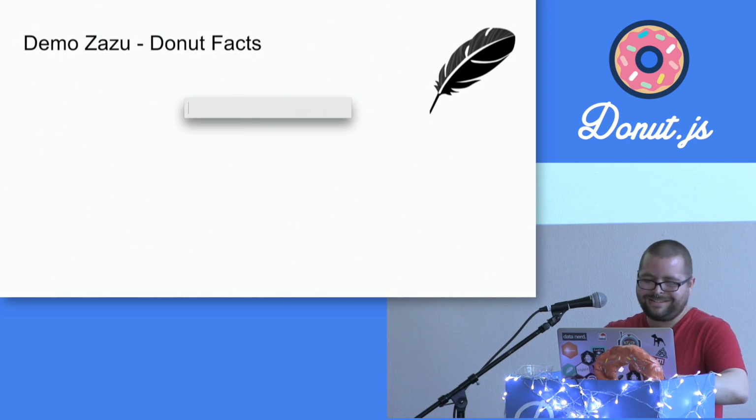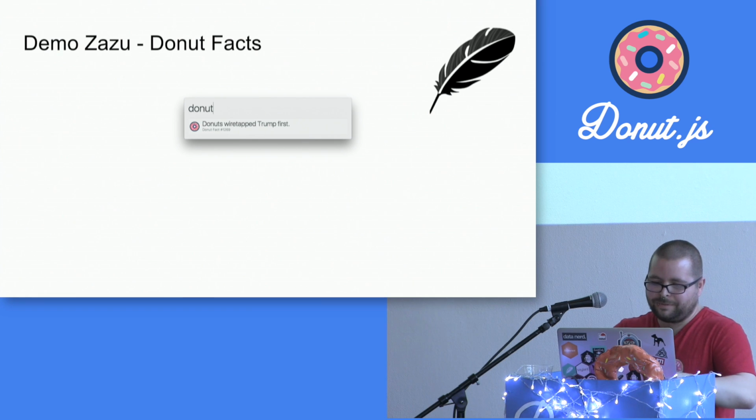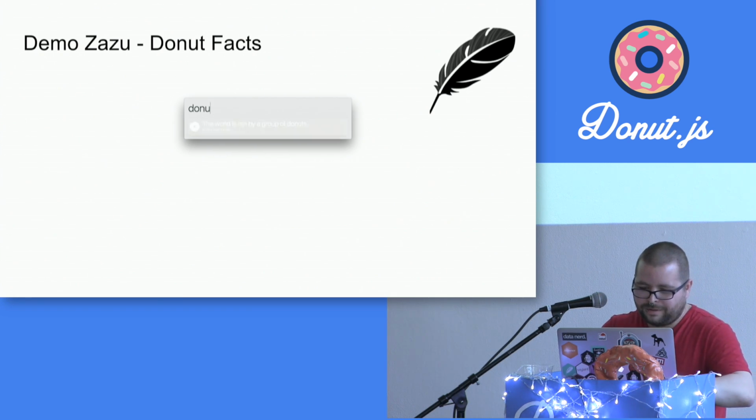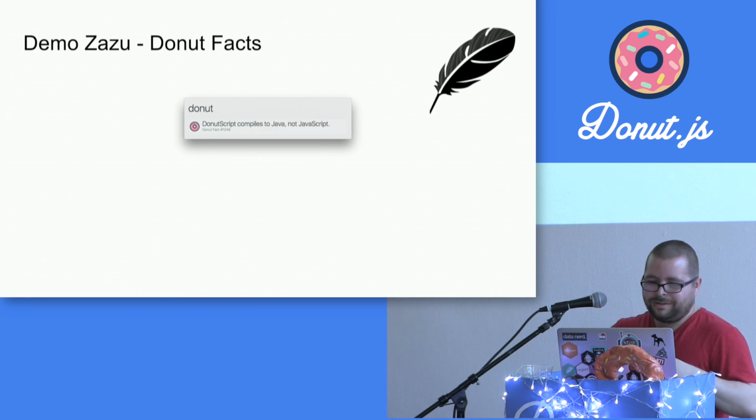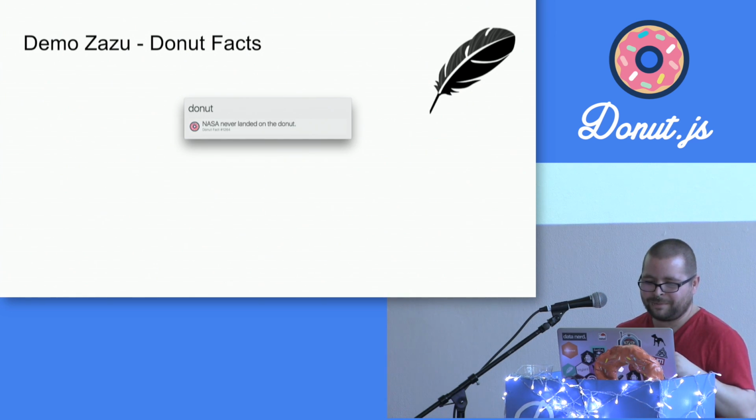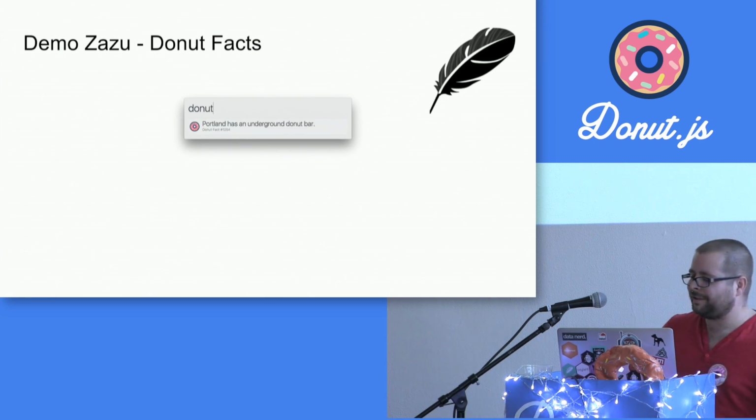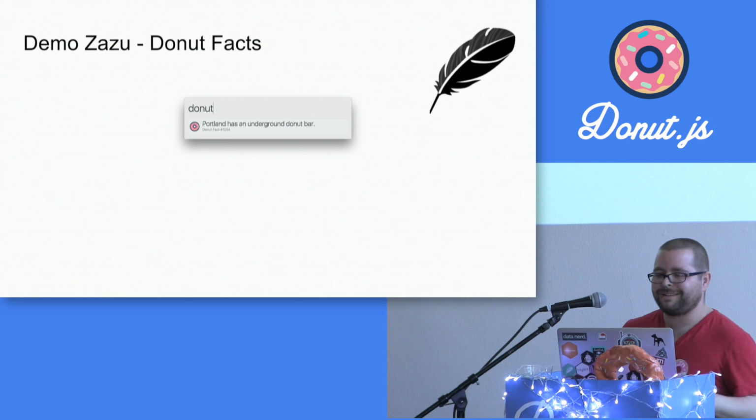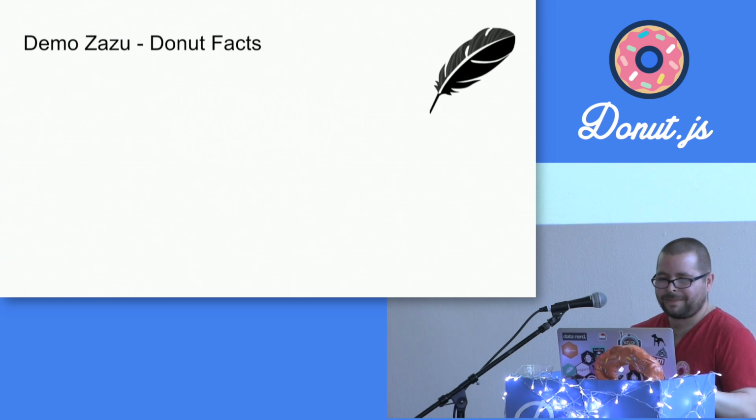Another one? OK. I made these up just a few minutes ago. Let's go another one. Donut script compiles to Java, not JavaScript. Let's see if there's another funny one. NASA never landed on the donut. It's random, so it might repeat some of them. Portland has an underground donut bar. It does. That's actually a true one. Right, exactly. He knows what I'm talking about.